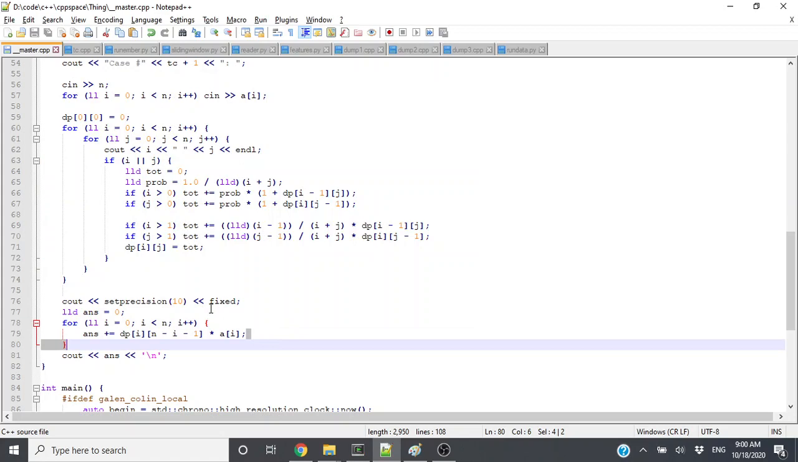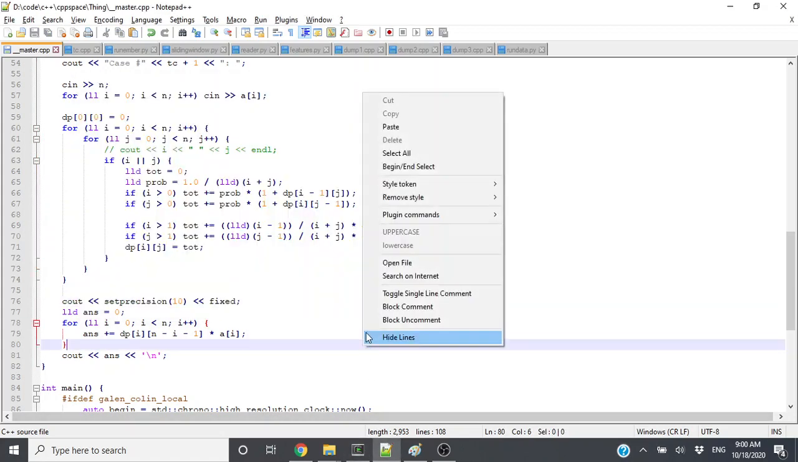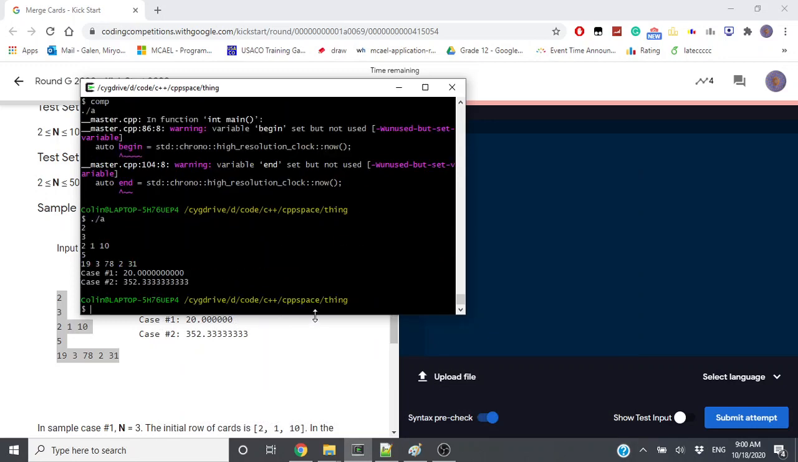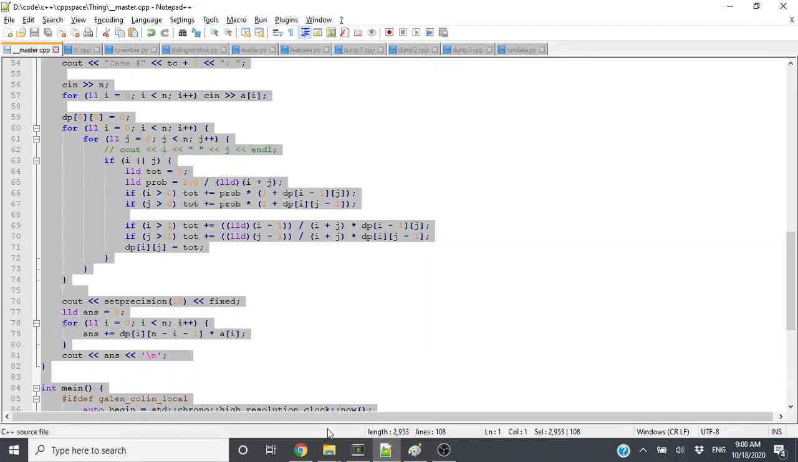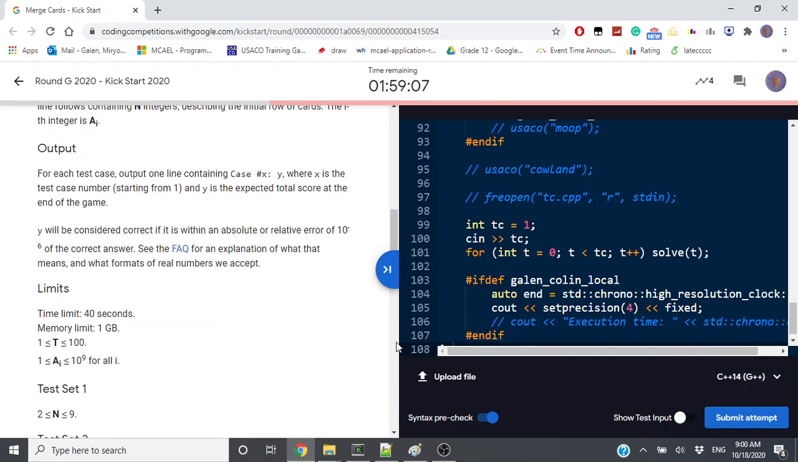352, 20. Just make sure that works without debug printing. 20, 352. Okay, looks good. Finished in just over an hour, I think.